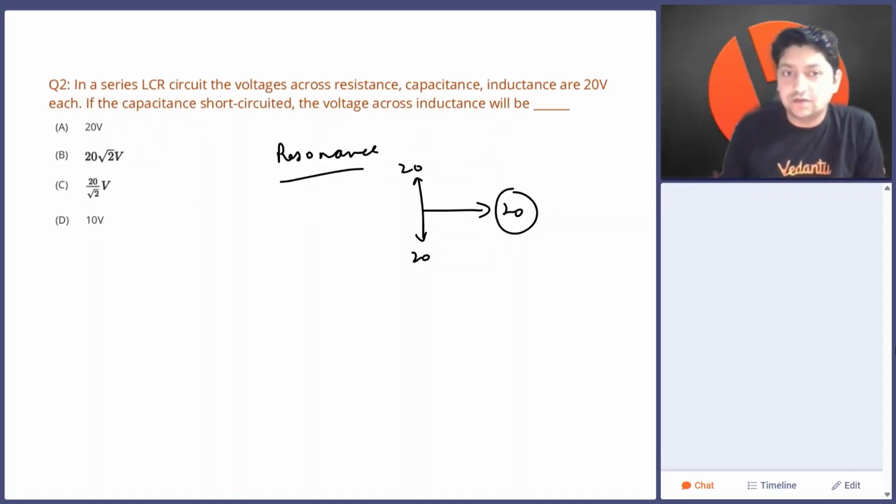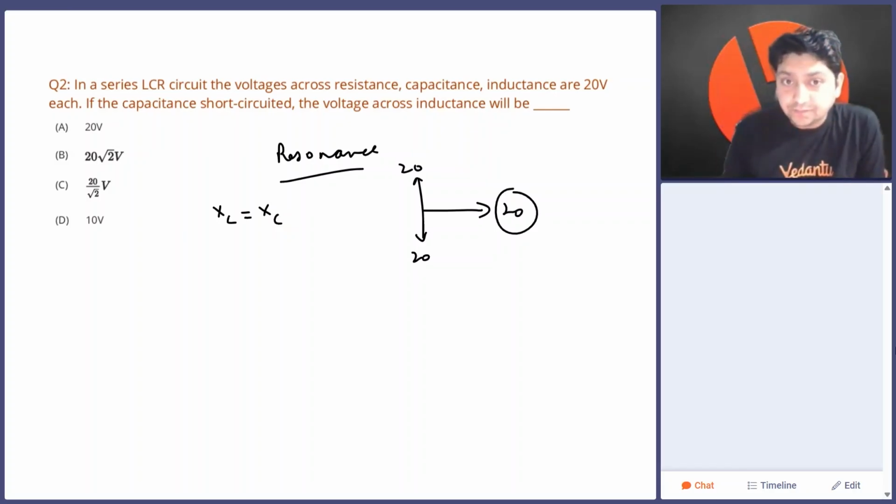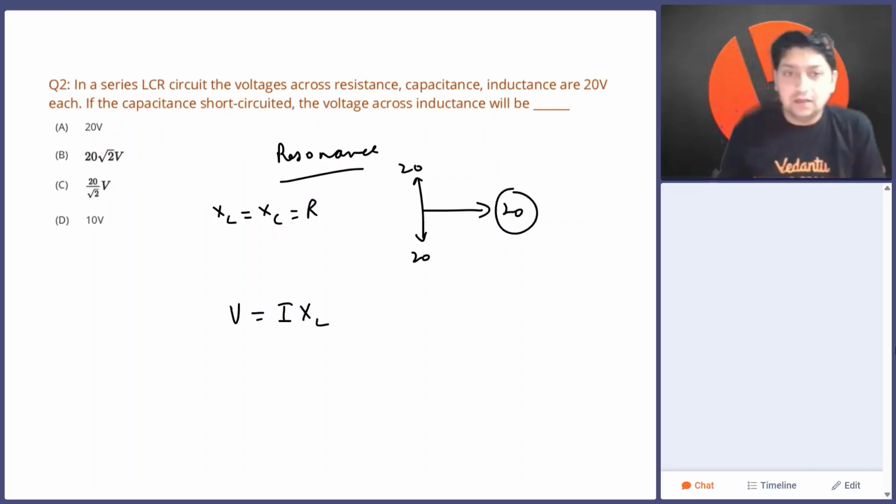Now the scenario is, in the case of resonance, XL and XC become equal, meaning the capacitive reactance and inductive reactance become equal. And as the voltage across the resistor, capacitor and inductor is the same, it means the resistance has to be the same as XC and XL, right? Now we need to figure out the voltage across inductance when the capacitor is short circuited. Okay, so the voltage across inductance will be equal to I XL, right? It will be I XL, and over here the current will be how much?